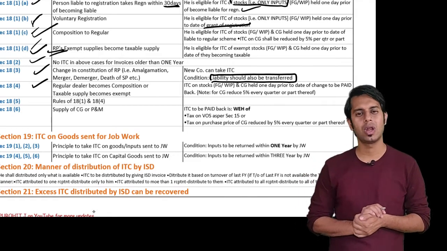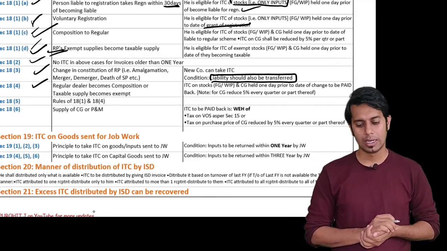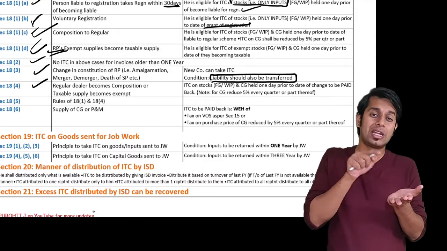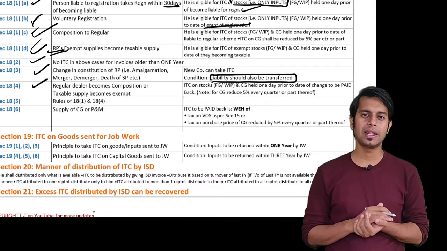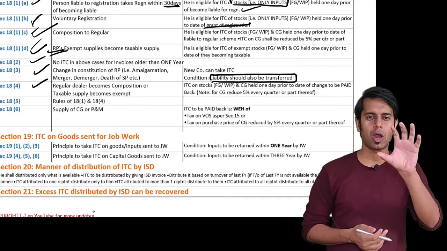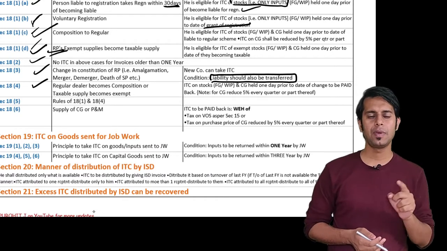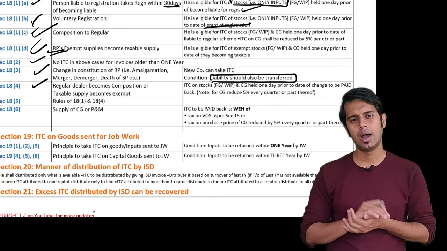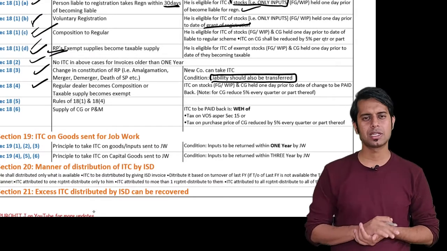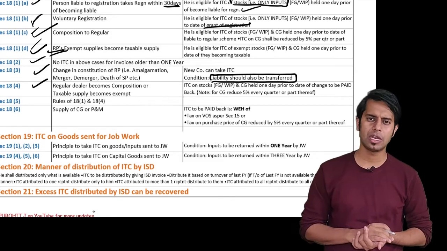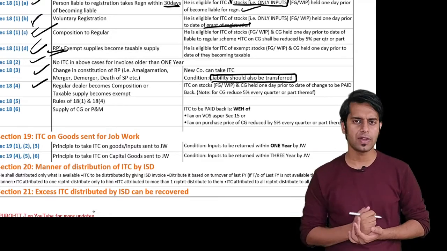All these are examples of change in constitution of business. Section 18 subsection 4 deals with where a regular dealer becomes a composition dealer, or where taxable supplies become exempt supplies. Then the ITC will have to be reversed by you. ITC on the inputs which is available one day before the change, and all the capital goods which are exclusively used for making exempt supplies, whatever is available with you, the ITC will have to be reversed by you. However, for capital goods, reduce it by 5% per quarter.